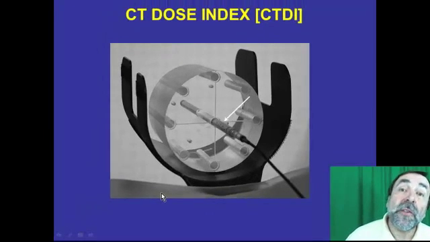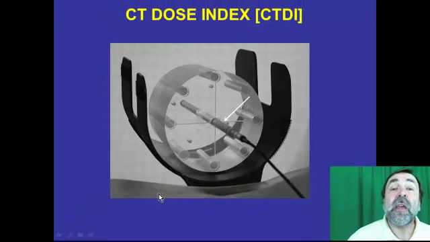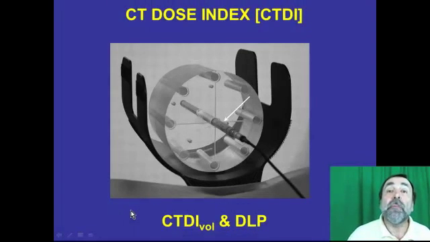Now when your physicist or the manufacturer make measurements of this type, they will report a couple of numbers. One is called the CTDI vol, which is the volume CTDI, and the second is a DLP, which is a short name for the dose length product, hence the DLP.